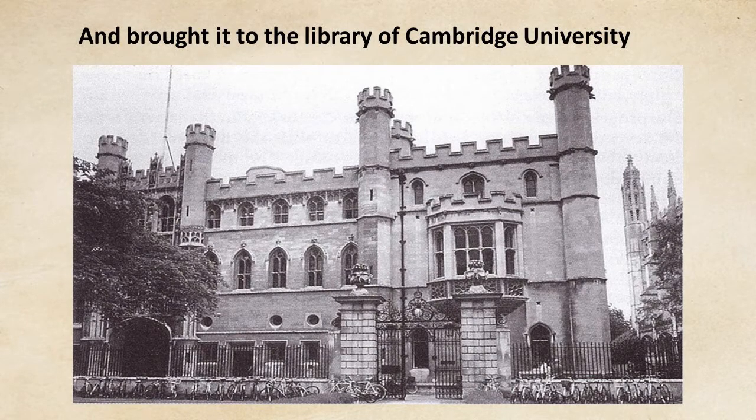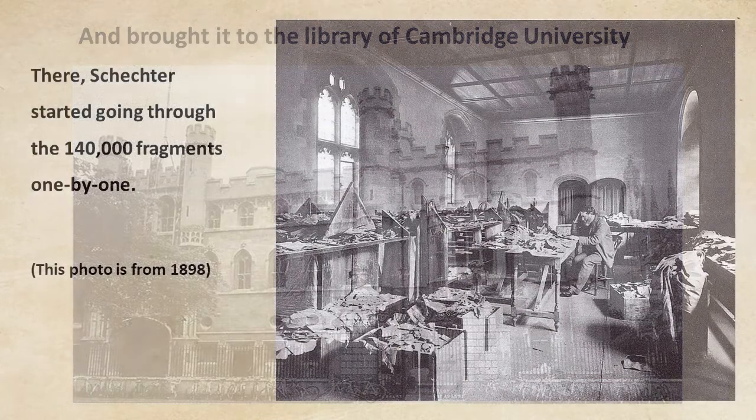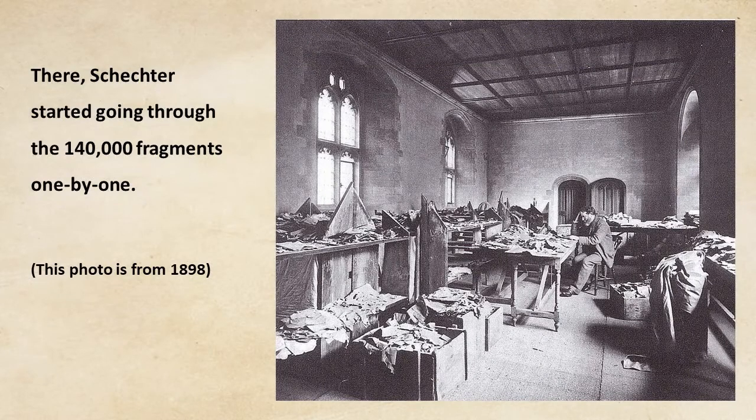This is the building that used to be the library. Now I hear it's a building for administration, so it's not there anymore, but that's where it was. And here's a picture of Solomon Schechter in the middle of boxes and boxes and boxes of the sacred trash, basically, trying to go through it. This is a photo from 1898.